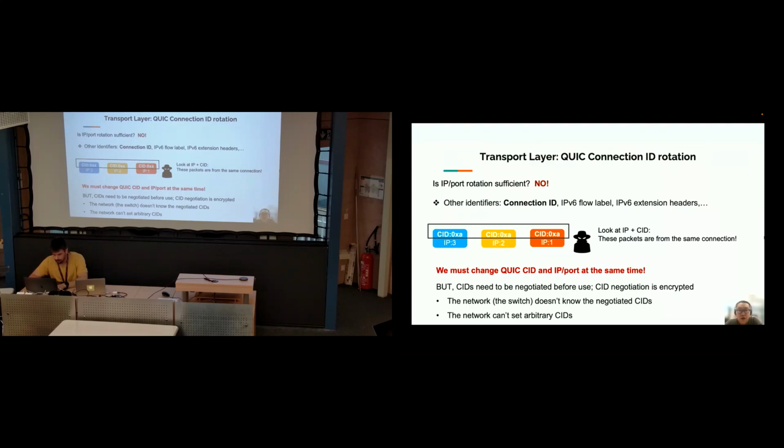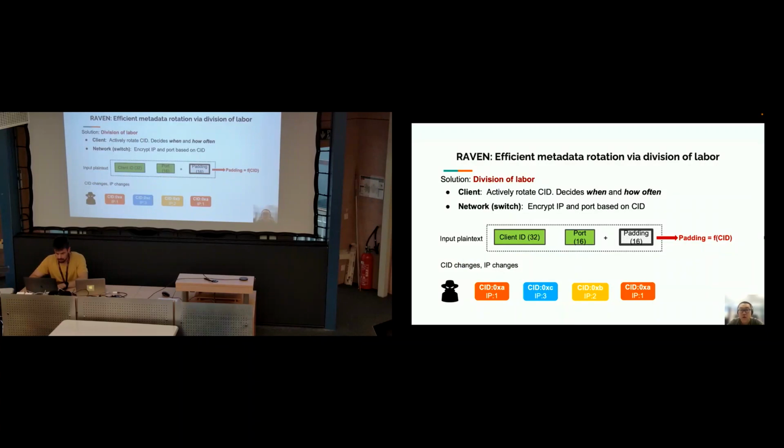So CID negotiation is protected by QUIC. The switch doesn't know the negotiated IDs in advance, so it cannot set arbitrary connection IDs. Our solution is called division of labor. We let the client actively rotate connection IDs and control when and how often, while the network switch will encrypt IPs based on the public connection IDs.